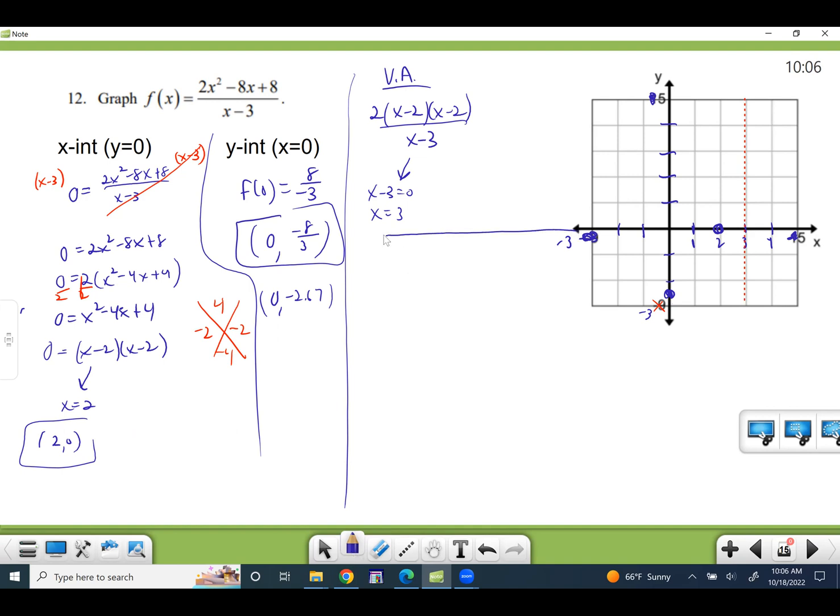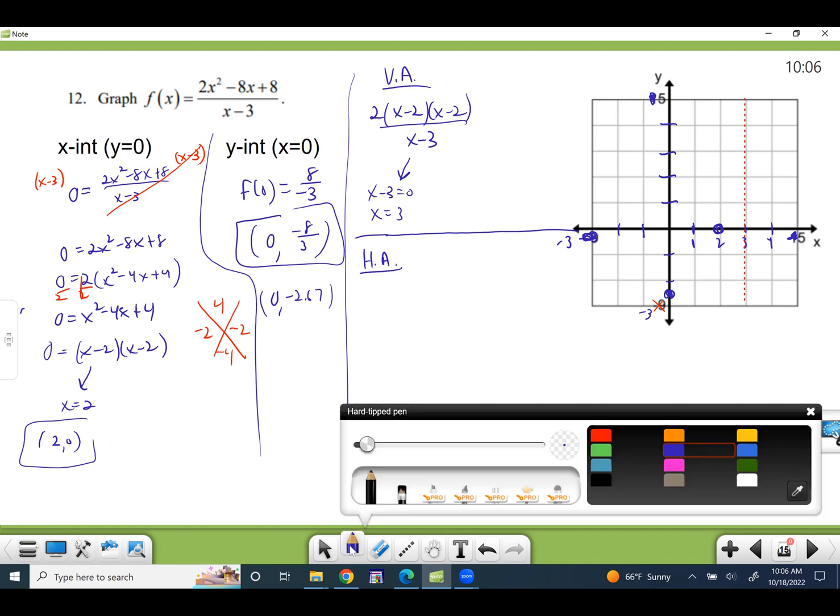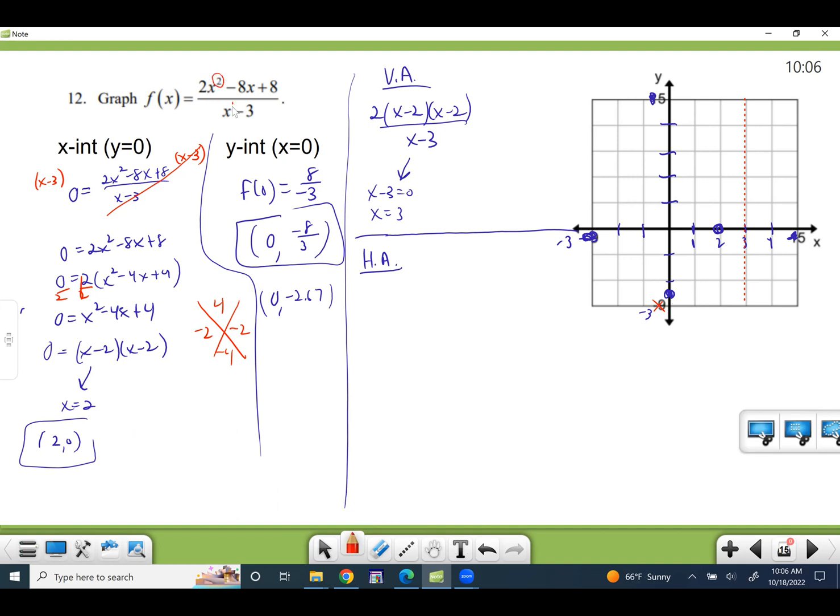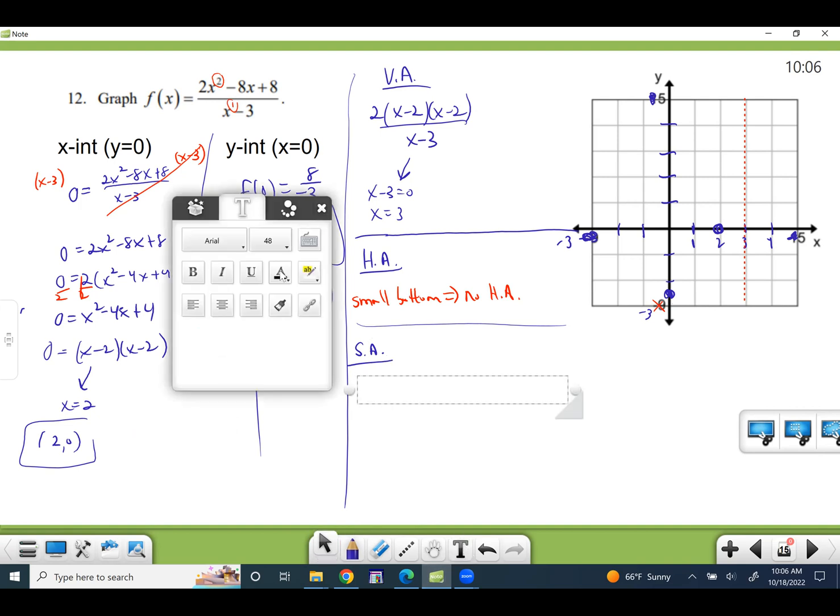All right, now let's go in. Now we don't have a slant asymptote. I'm sorry, we don't have a horizontal asymptote because we have the small bottom case, right? Look at our exponents. This one's a 2, this one's a 1, okay? So since it's the small bottom case, no horizontal asymptotes. All right, then for the slant asymptotes, they exist if the top is 1 degree higher, and that's exactly what we have. So we know it exists since the top is 1 degree higher.